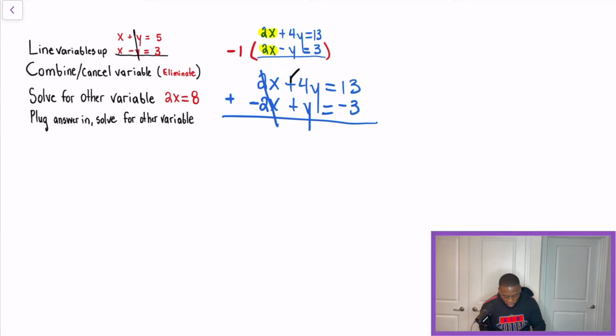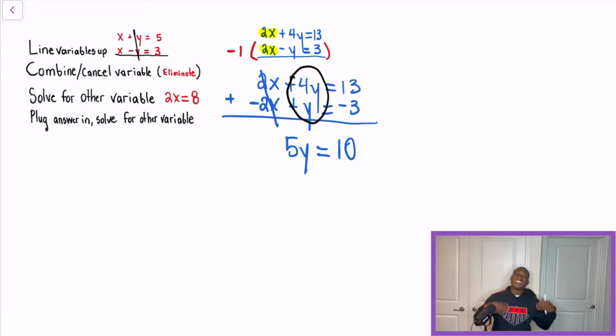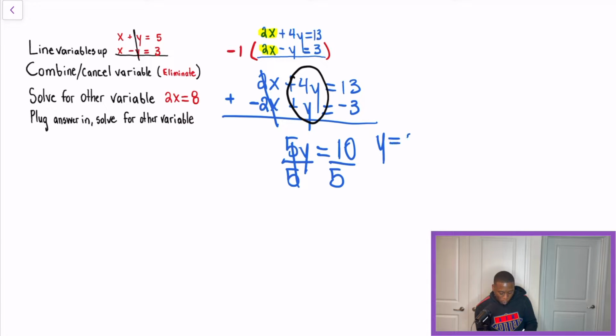So if we pay attention, we still have y. So after I combine my y, guys, we're gonna have 5y is equal to 10. And this is when the problem turns into a regular equation and we could just solve. So we'll divide by 5. And once we do that, we'll get an answer of y is equal to 2.